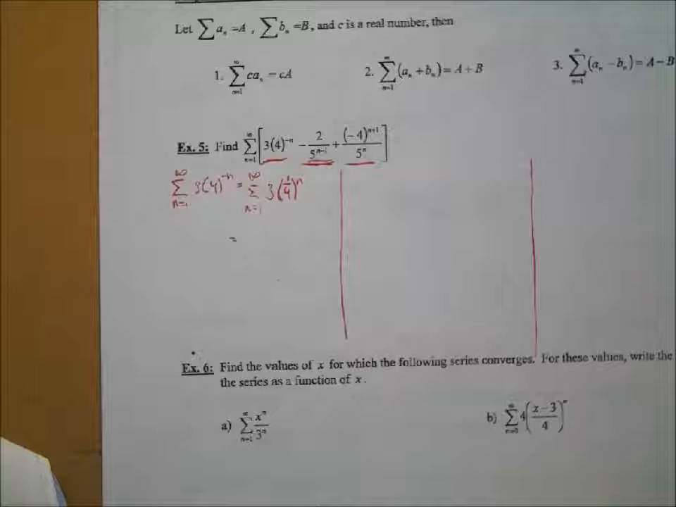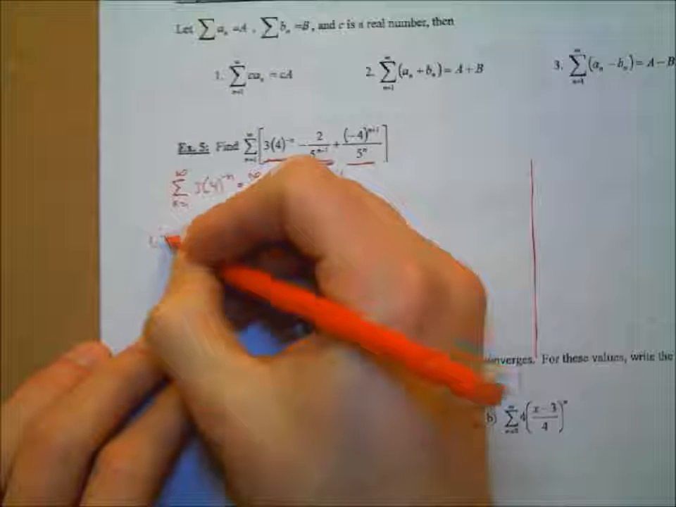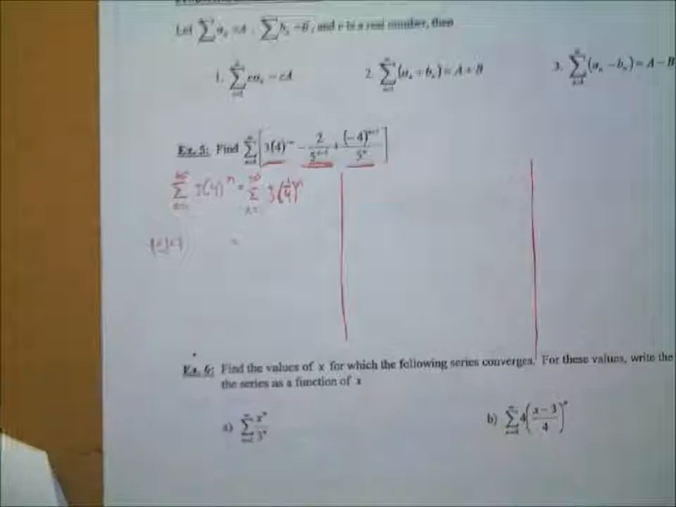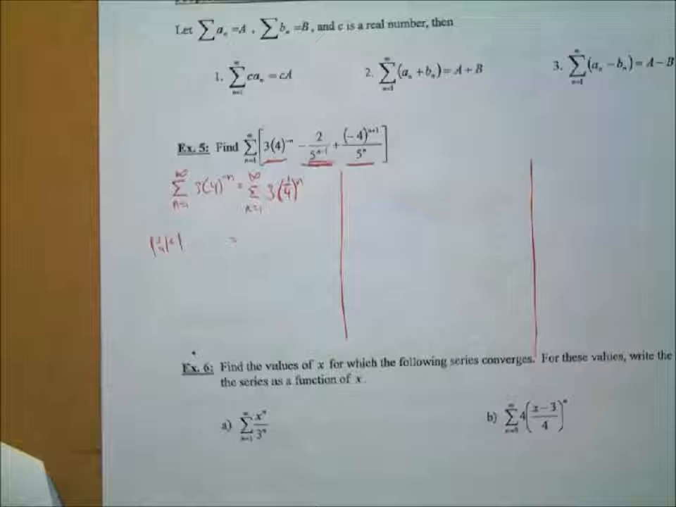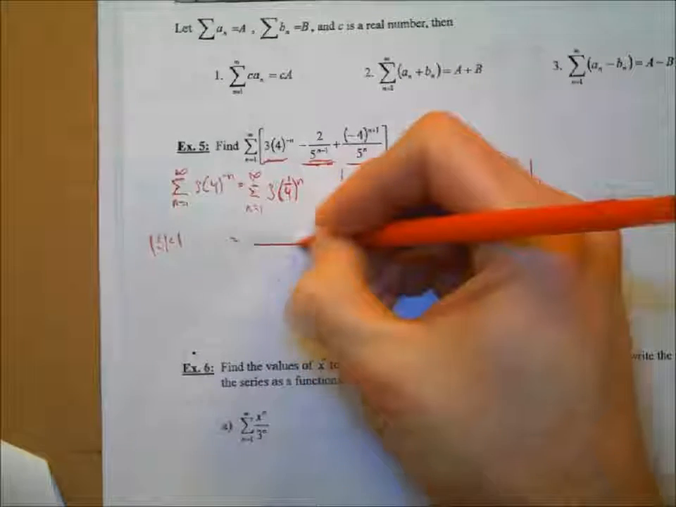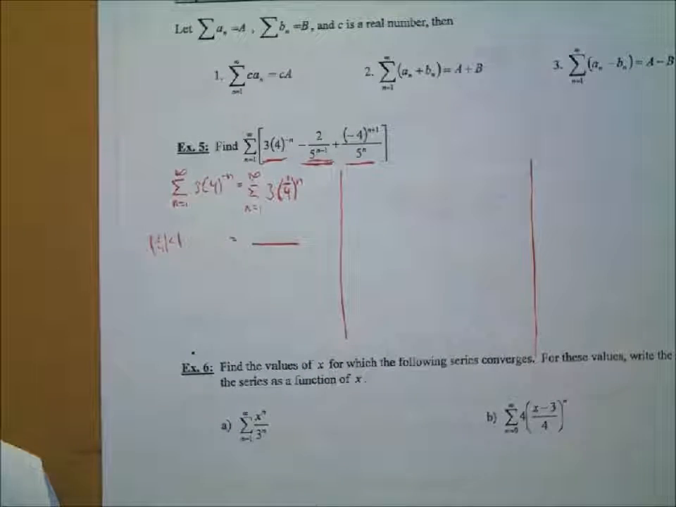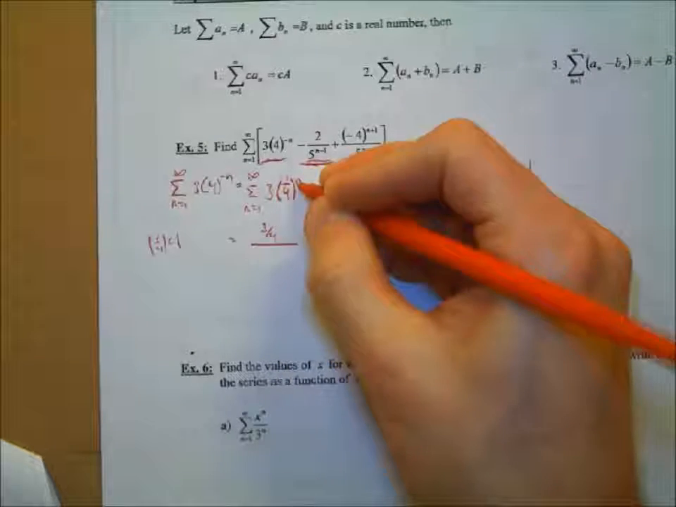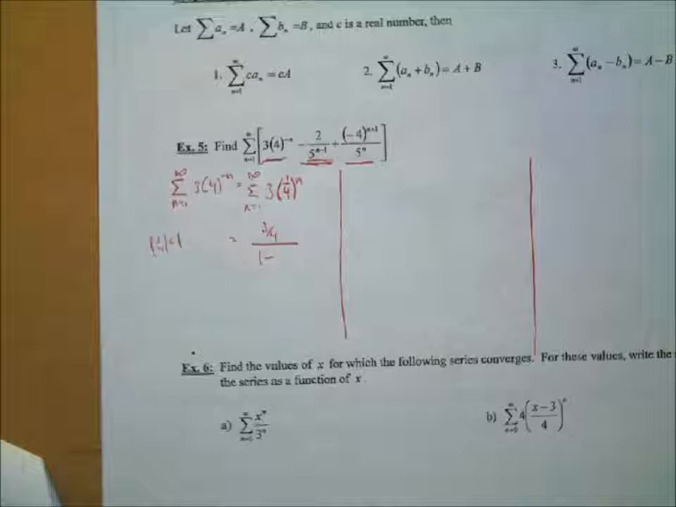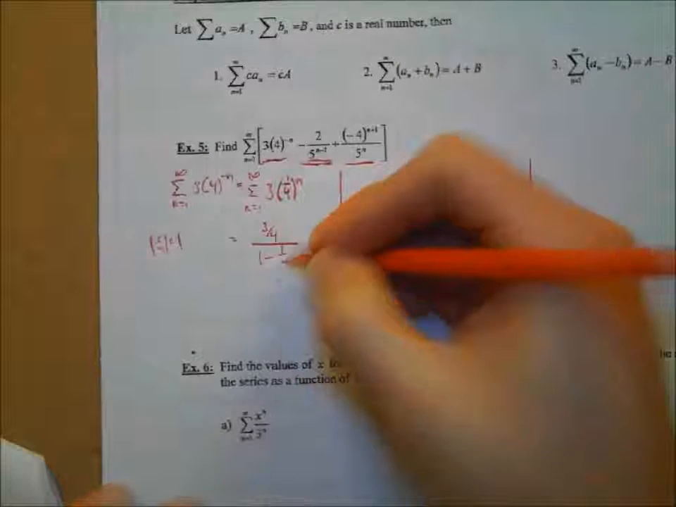Converge, right, because the absolute value of 1/4 is less than 1. Okay, and so we can just go ahead and find the sum of this, right? Let's see here. So the sum is going to be the first term, and what will the first term be here of this series? 3/4, right? 3 times 1/4 to the 1 over 1 minus, and then what is our common ratio here going to be? 1/4. You got it. Okay.